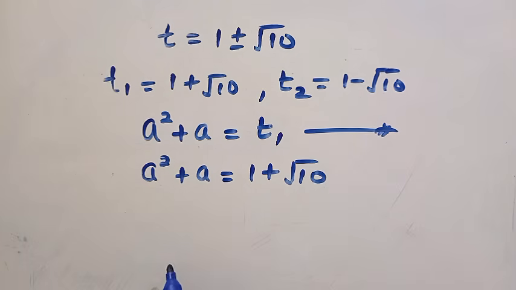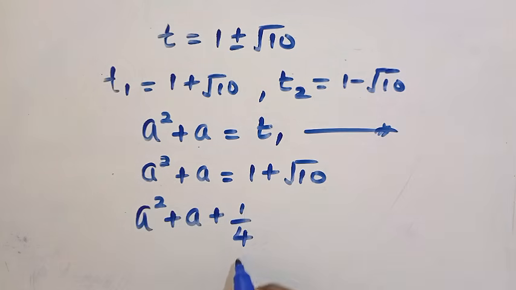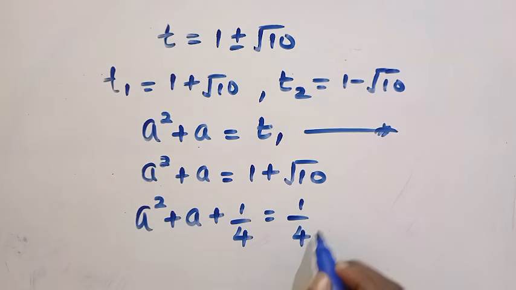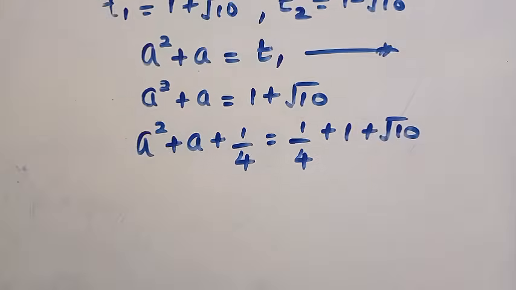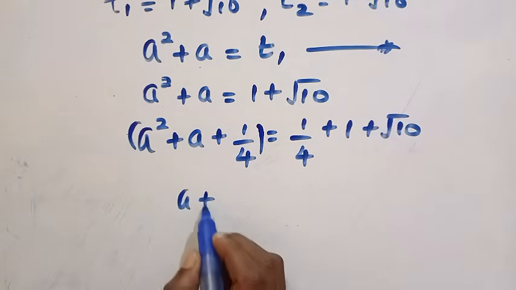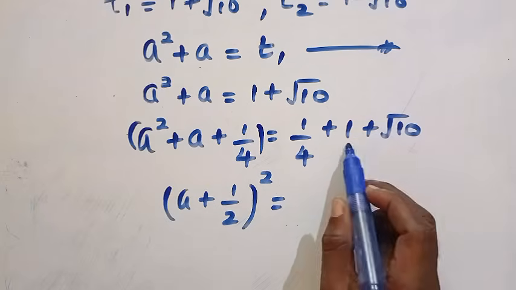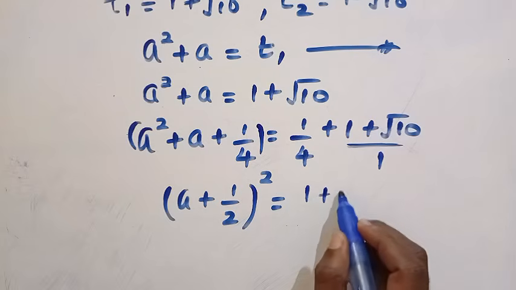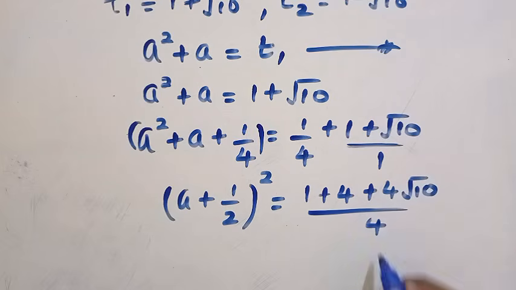Then you can just apply the quadratic formula here, but I'm not going to do that. This is what I will do. At this point, if I add 1 over 4 to both sides, we have a squared plus a plus 1 over 4 equals 1 over 4 plus 1 plus the square root of 10. And a squared plus a plus 1 over 4 gives us a plus a half raised to the power of 2 equals, if we find the LCM here, 1 plus 4 plus 4 square root of 10, divided by 4.